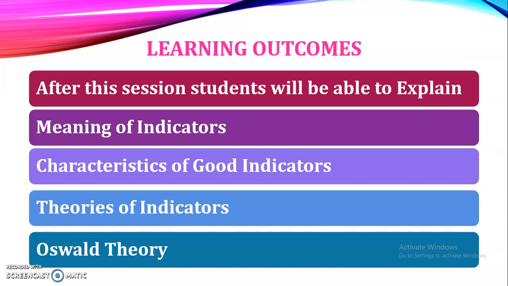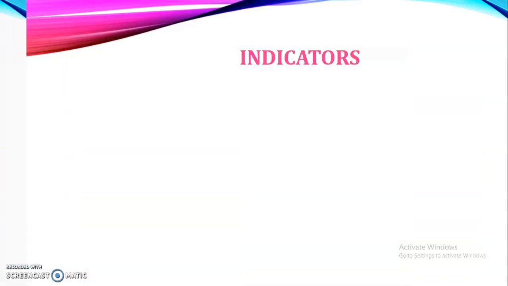Before starting this lecture, let me make clear that the theories related to acid-base are different and the theories related to the indicators are different. Don't get confused, because the theories of acid-base are the Arrhenius theory, the Lewis acid-base theory, and the Lowry-Bronsted theory. And the theories for the indicators are the Ostwald theory and the resonance theory.